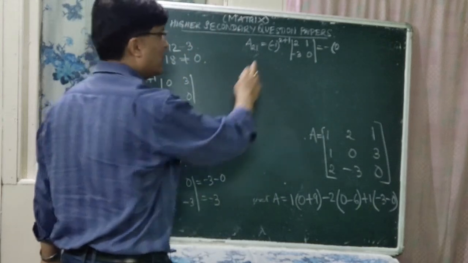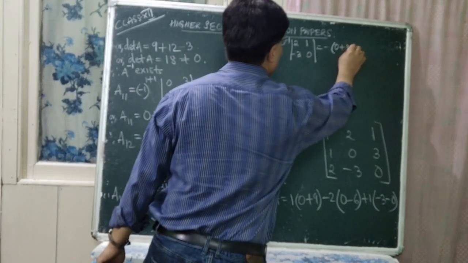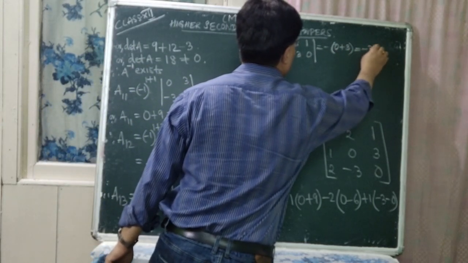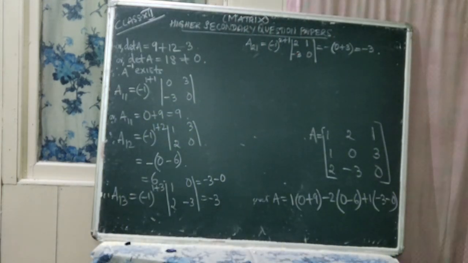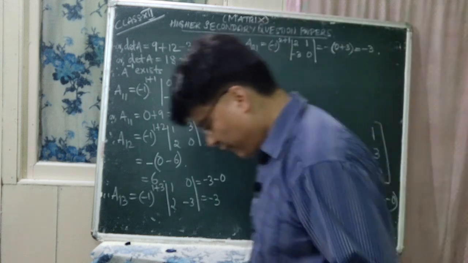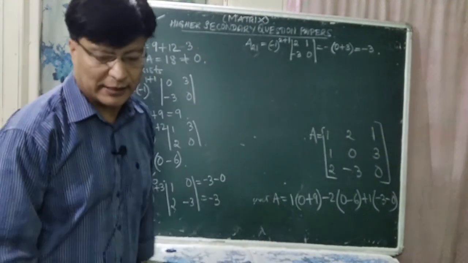2 zeros are 0, minus 2 minus, plus 3, which is equal to minus 3. Is that understood? So you can copy it. Now we will find out the cofactor of the next element.